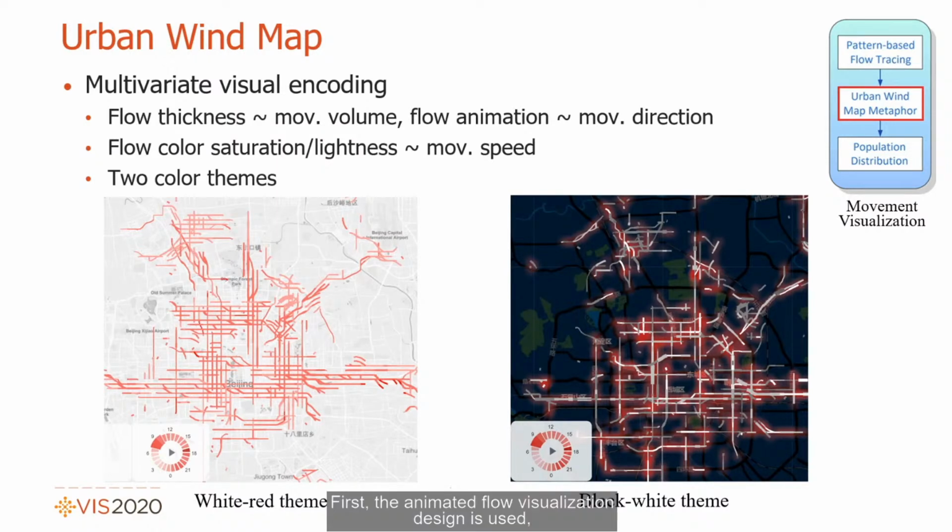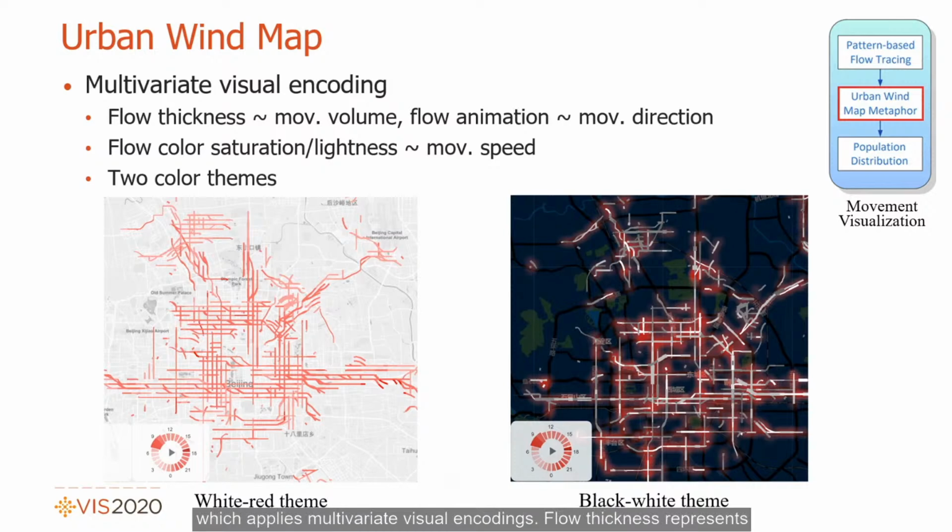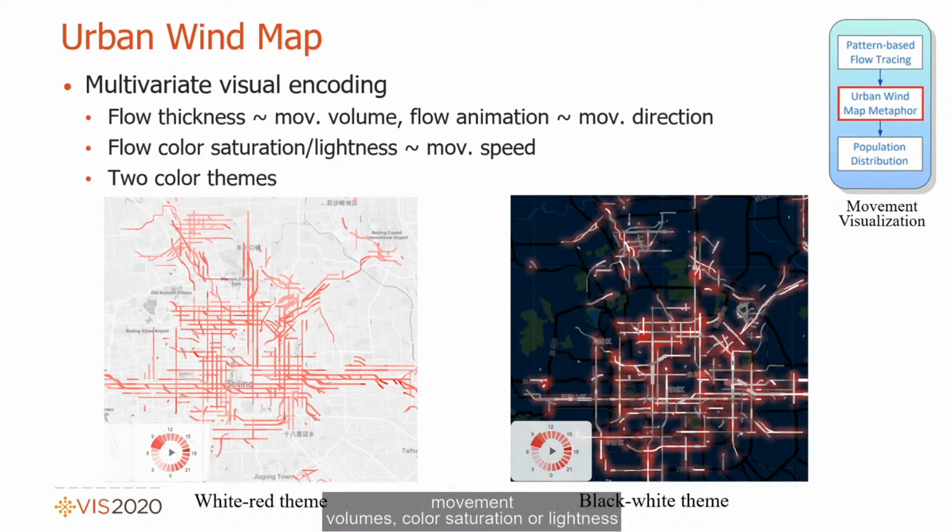First, the animated flow visualization design is used, which applies multivariate visual encodings. Flow thickness represents movement volumes. Color saturation or lightness represents movement speed. Animation is used for flow direction. Two color themes can be selected for different scenarios.